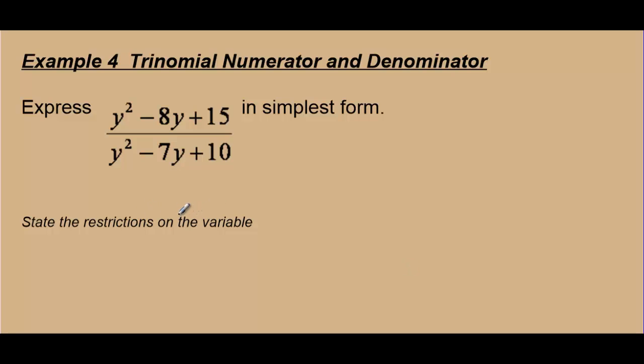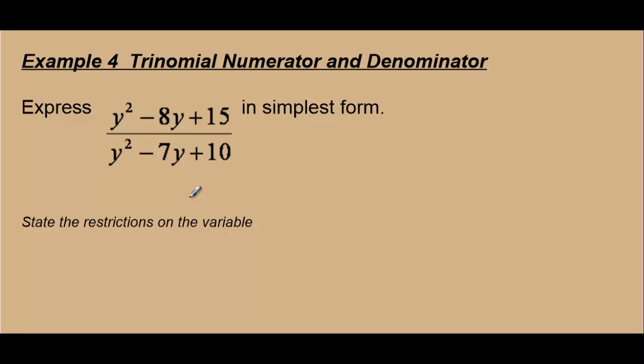No matter how tempted you are, please do not cancel or reduce this y squared with this y squared, or this y with this y, or this 15 and 10 and reduce it to 3 and 2. You cannot do that. The reason is we have things that are adding and subtracting, which are preventing you from canceling top and bottom. So our only solution here is we need to factor.